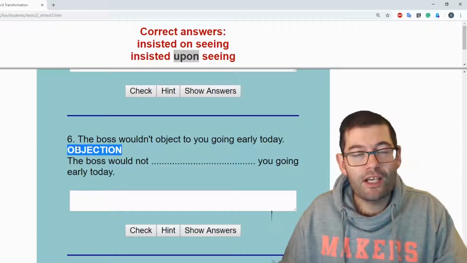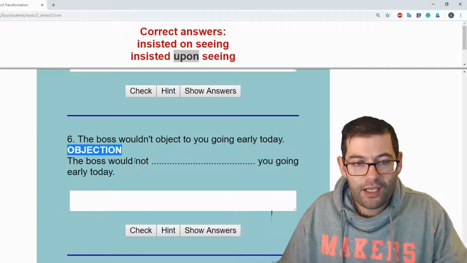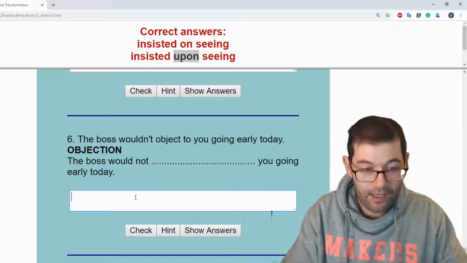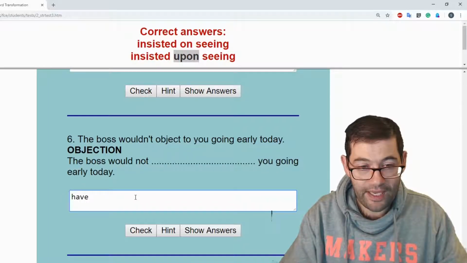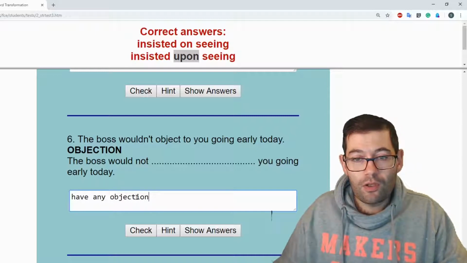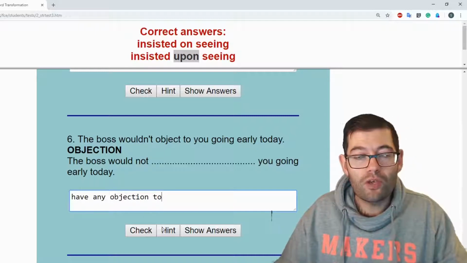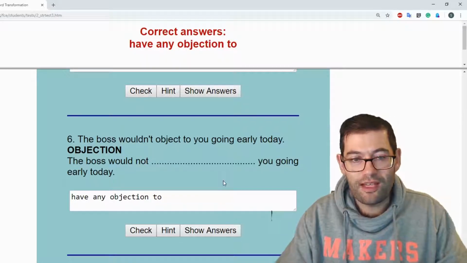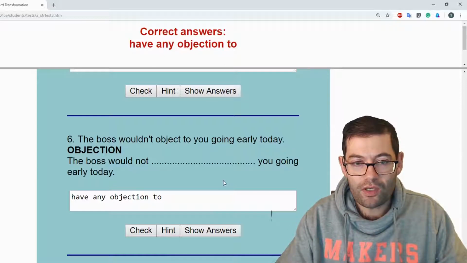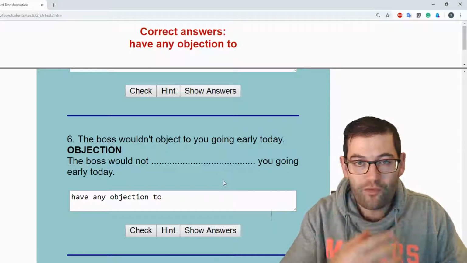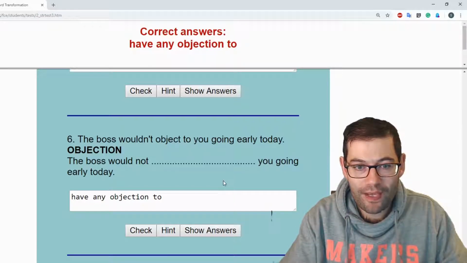The question then becomes one of structure. How can we get objection into this gap? Well, the way that we would do that is to say the boss would not have any objection to you going early today. Let's see if we're correct. We are indeed. The boss would not have any objection to you going early today. So once again, it comes down to a knowledge of vocabulary and a knowledge of language pattern.